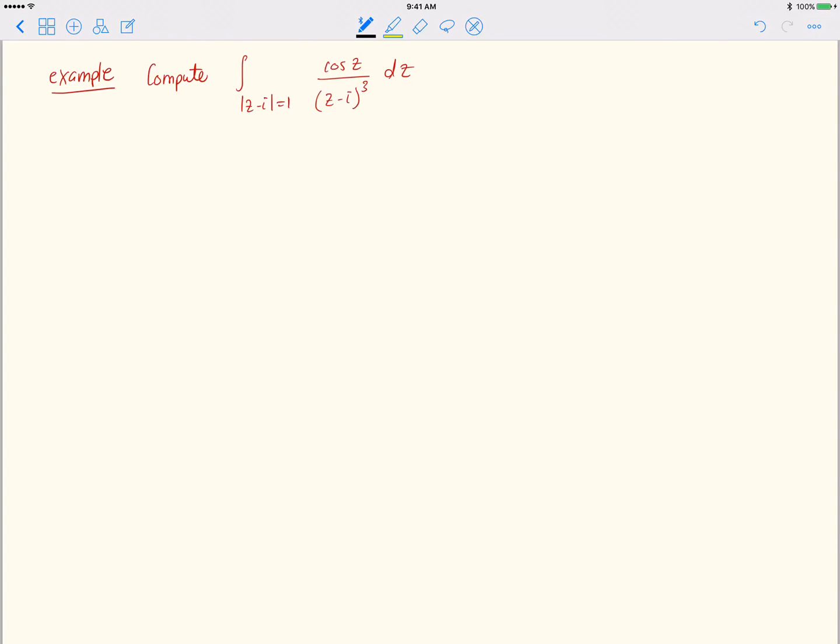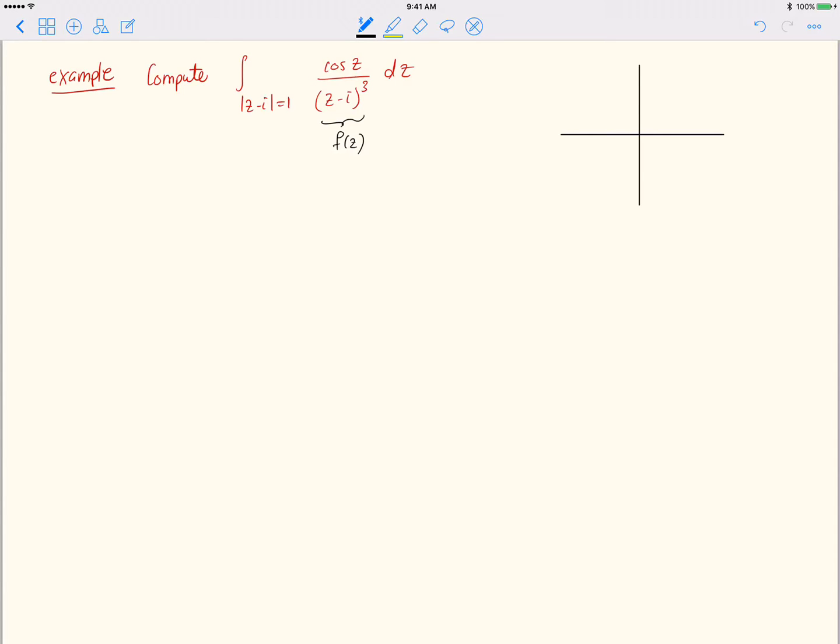Okay, again, I'll call this function here f of z. I'm going to draw the curve which we're integrating around. So what are we integrating around? It's modulus of z minus i equals 1. So it's centered at i. It's a circle centered at i and its radius is 1.